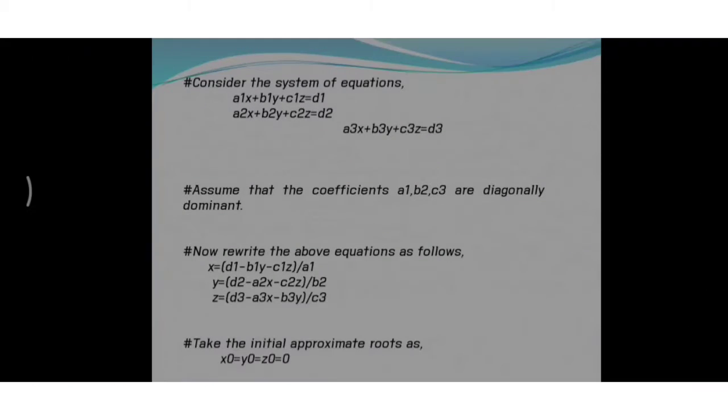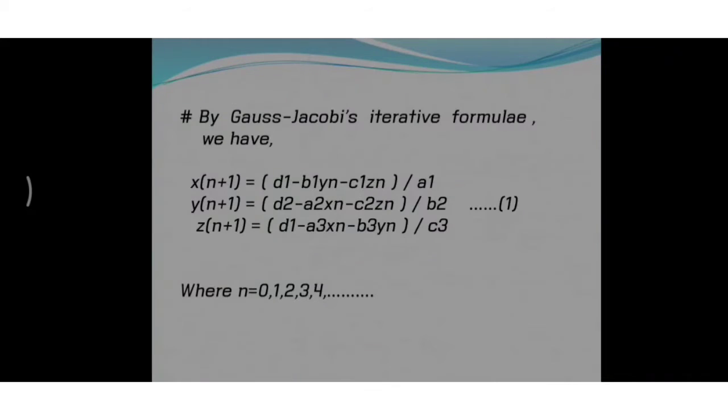Now write the above equations as follows: x is equal to, y is equal to, and z is equal to. Now let us take the initial approximate roots as x0 equal to 0, y0 equal to 0, z0 equal to 0. Now by Gauss-Jacobi's iterative formula we have xn plus 1, yn plus 1 and zn plus 1. This is obtained by arranging the previous equations where n is equal to 0, 1, 2, 3, and so on.